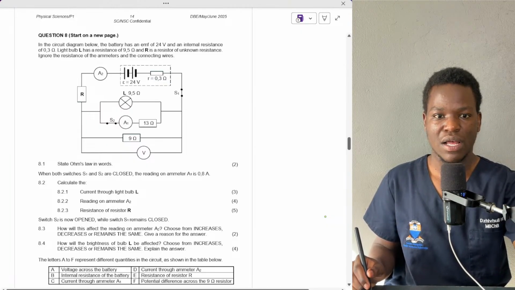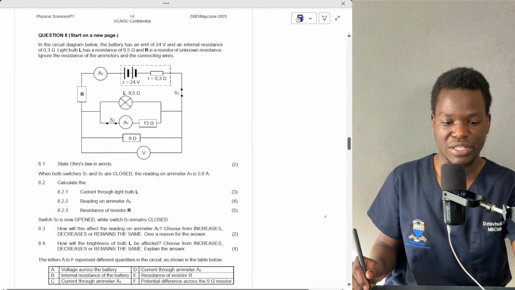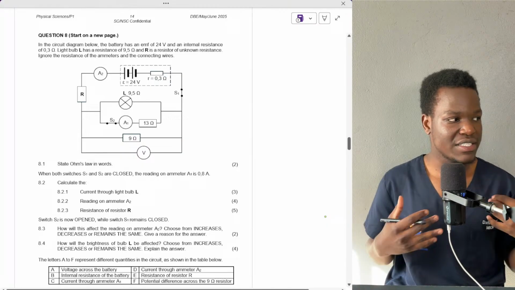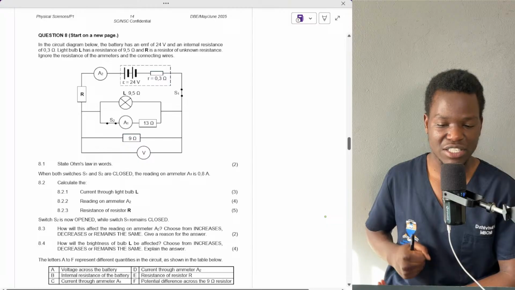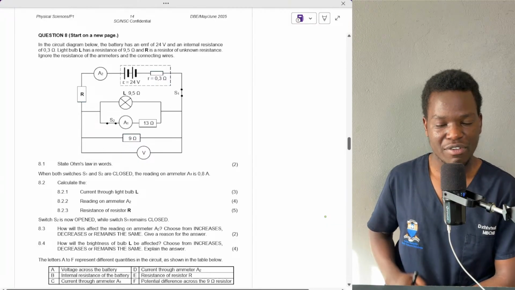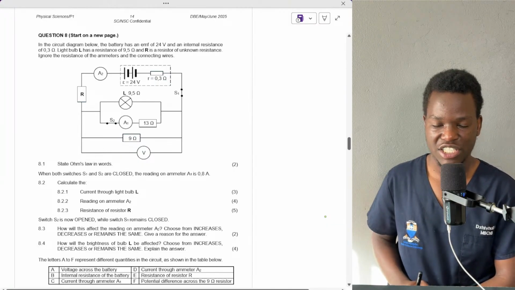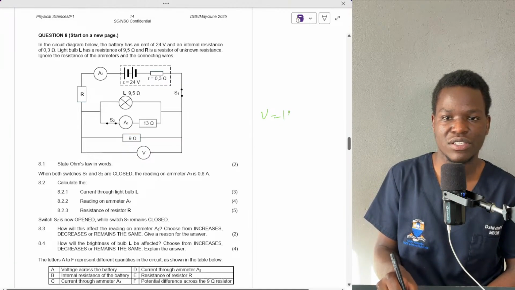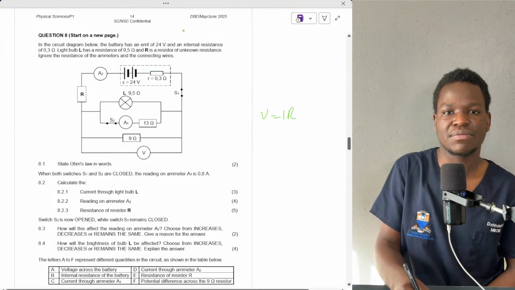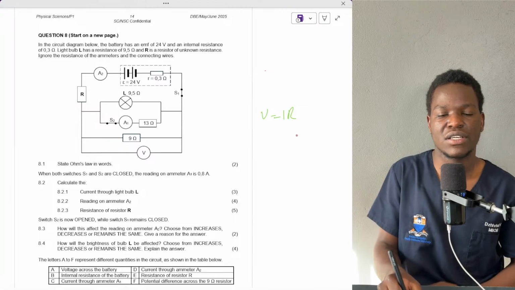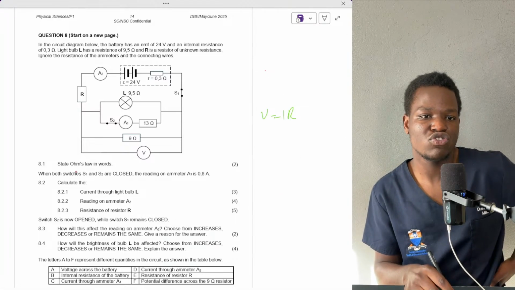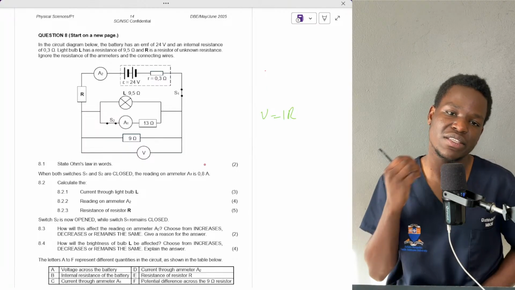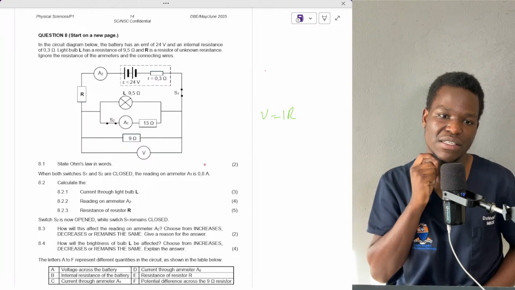So now it says to state Ohm's law in words. Ohm's law is that the potential difference across a conductor is directly proportional to the current passing through that conductor, provided the temperature remains constant. So as I said back there, according to this equation, that's the one that we use. And then it says that both switches S1 and S2 are closed. The reading on the ammeter is 0.8 amperes. So there it is.